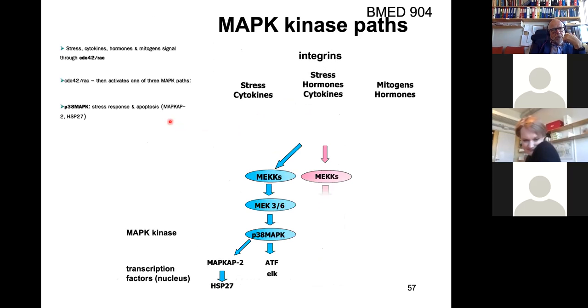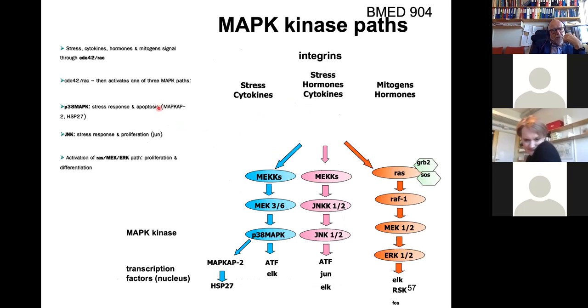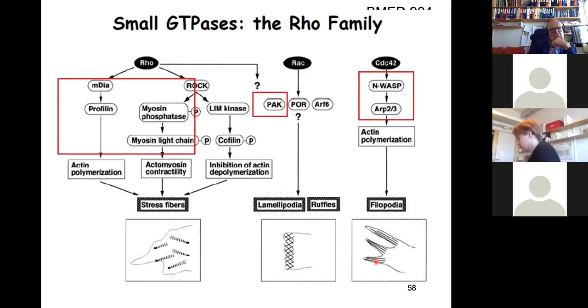And when we're talking about MAP kinases, the three that we in general talk about are P38, JNK, and ERK. These are the three major MAP kinases activated by integrins. So this leads to signals that lead to transcription factors going to the nucleus, affecting also transcription.